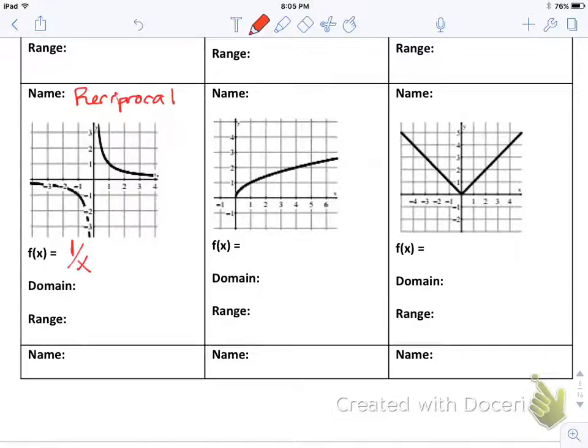Let's go to the reciprocal function. This is where I don't know if your notes are in the same order, but find it somewhere. Take a second to do so. It's 1 over x.